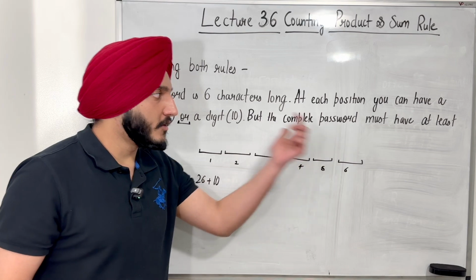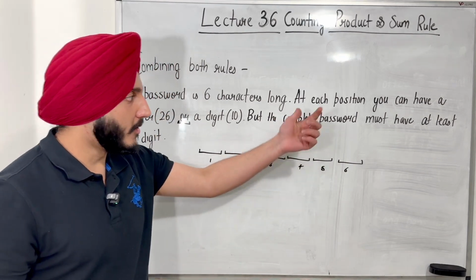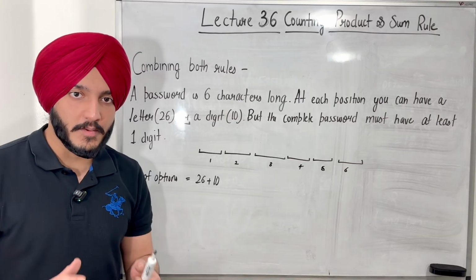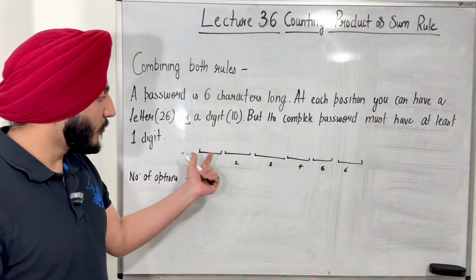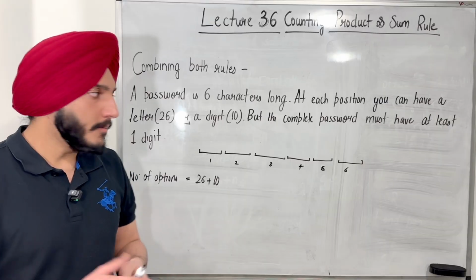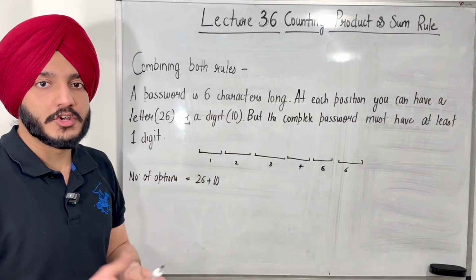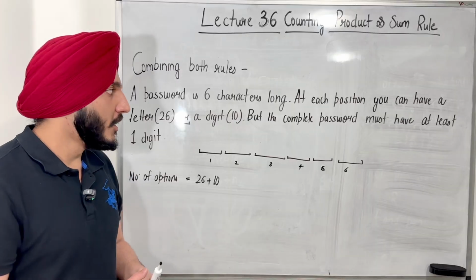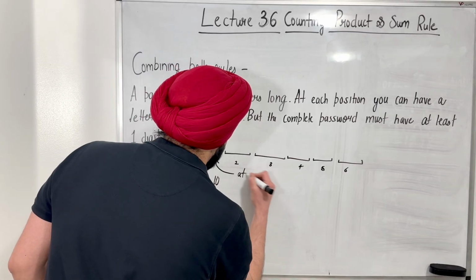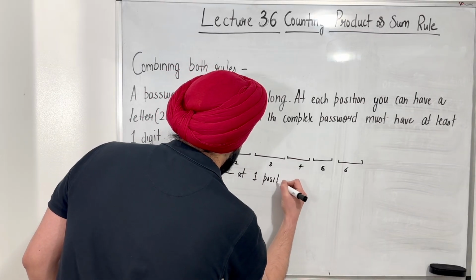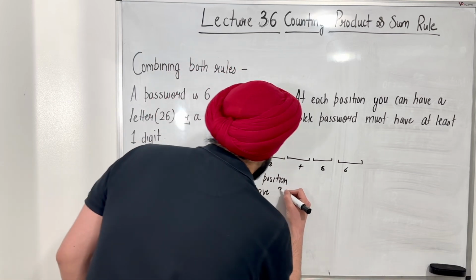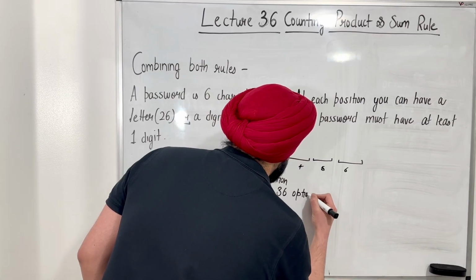But the complete password, now this is the most important part, must have at least 1 digit. So the question is saying, okay, you have to make a 6-digit password. At one place, you can either have a letter. So we have 26 letters, A to Z. And or you can use a digit, meaning 0 to 9, you can use any of the digits. So in total, at one position, you have 36 options.